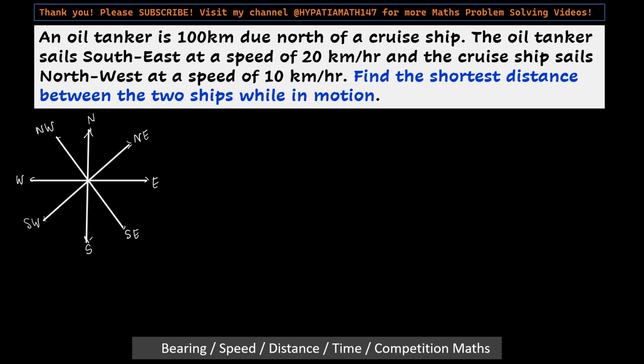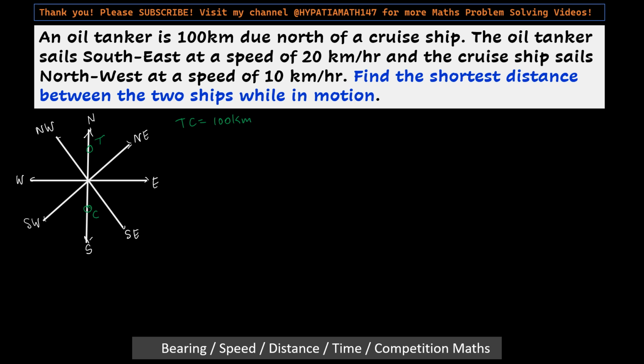So now let us place the ships. Where are they? The position of the ships: the oil tanker is due north of the cruise ship. So the cruise ship will be, let's say, somewhere here. So this is our cruise ship, and the oil tanker, suppose, is somewhere here. They look like the same distance and all, but they are not. My diagram is in no way accurately drawn. That is the oil tanker, so let me call it T. So T is the oil tanker, C is the cruise ship, TC is equal to 100 kilometers.